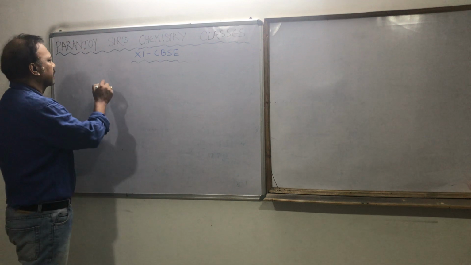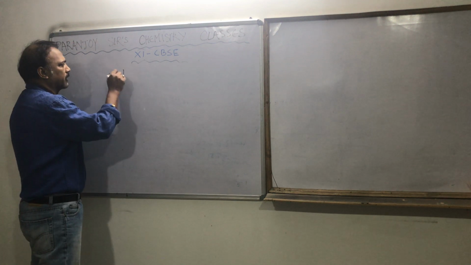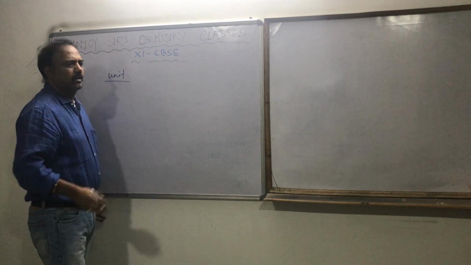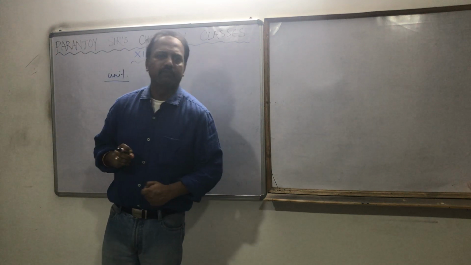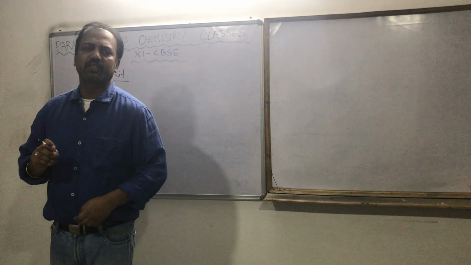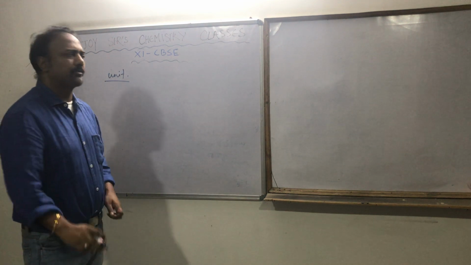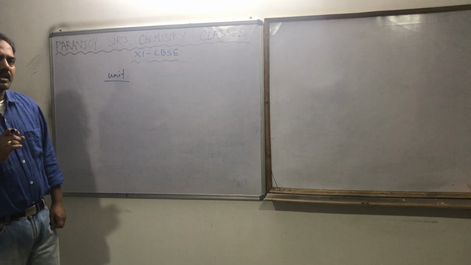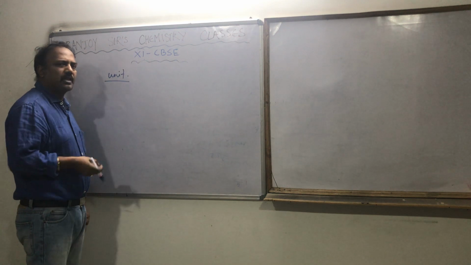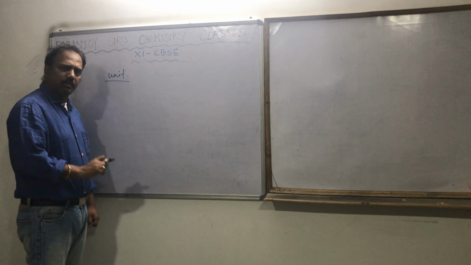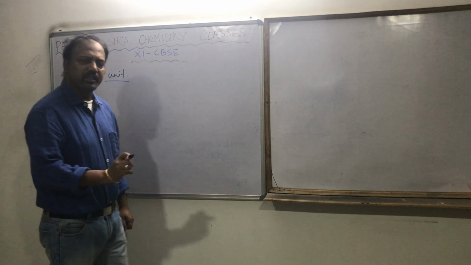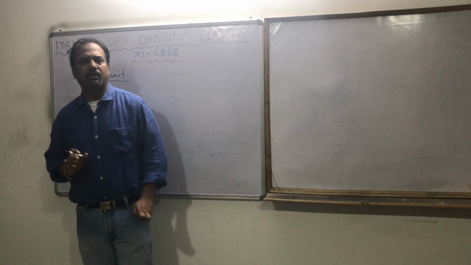Unit, you know what is unit? This is something which is used for measuring some physical properties. Physical properties means what? Physical properties means some properties of the substance which can be either observed or measured.